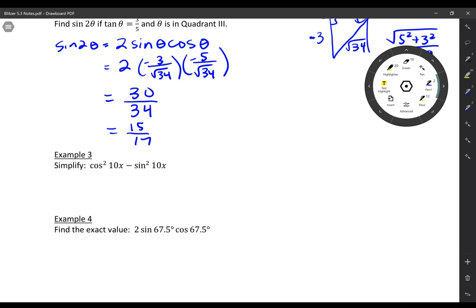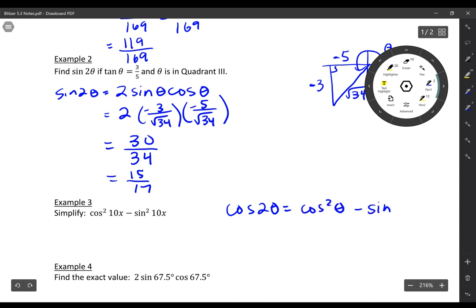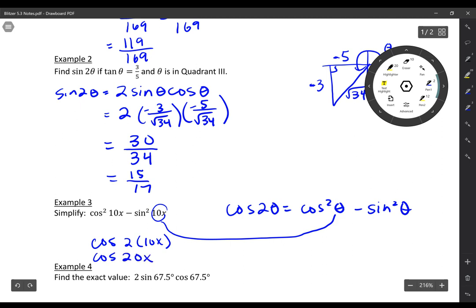So for example 3, they're just asking us to simplify. So we're not asked to evaluate or anything. So this looks a lot like my cosine 2 theta formula up there. Cosine 2 theta is going to be cosine squared theta minus sine squared theta. So this matches up with that theta part. So I can simplify this as the cosine of 2 times 10x, right? 2 times whatever theta is, which is the cosine of 20x. So there are going to be places where you're simplifying.